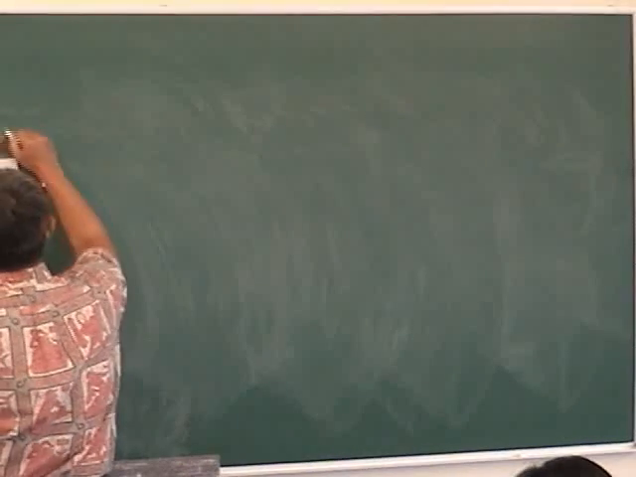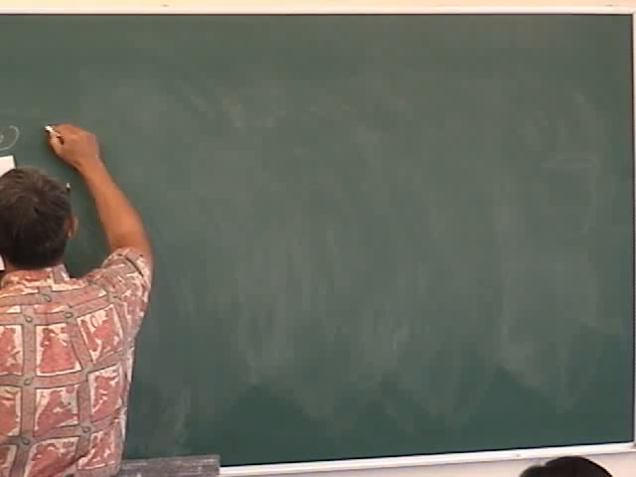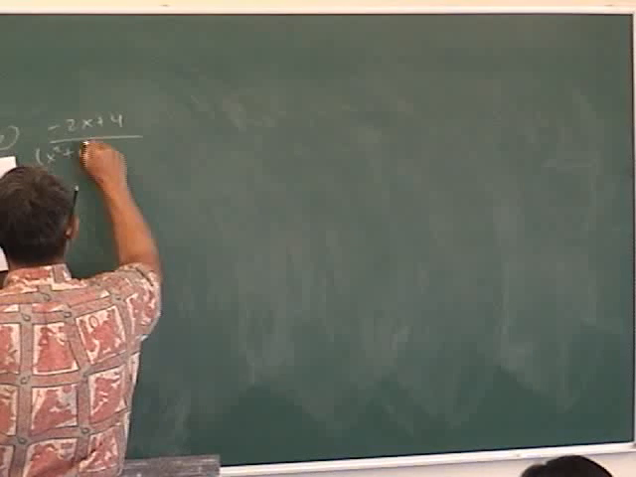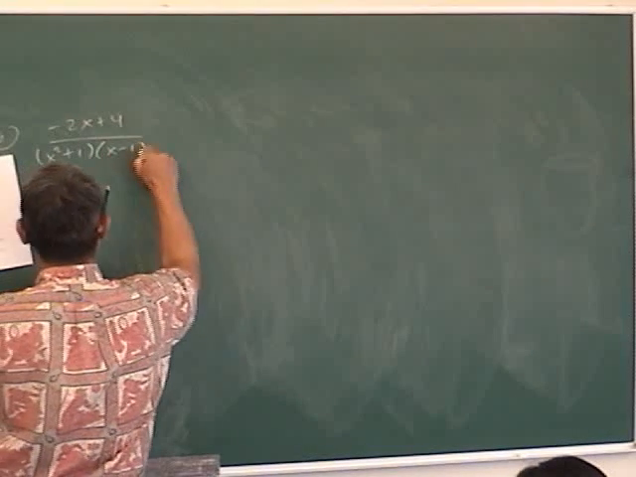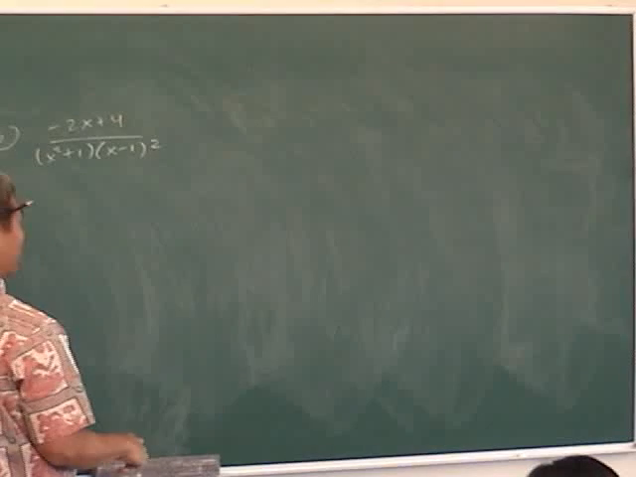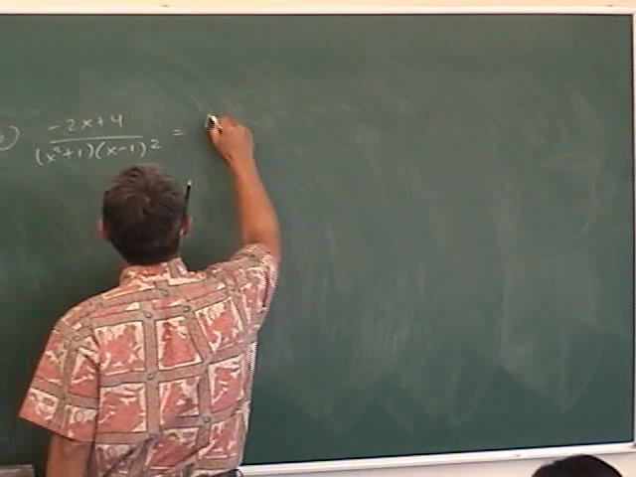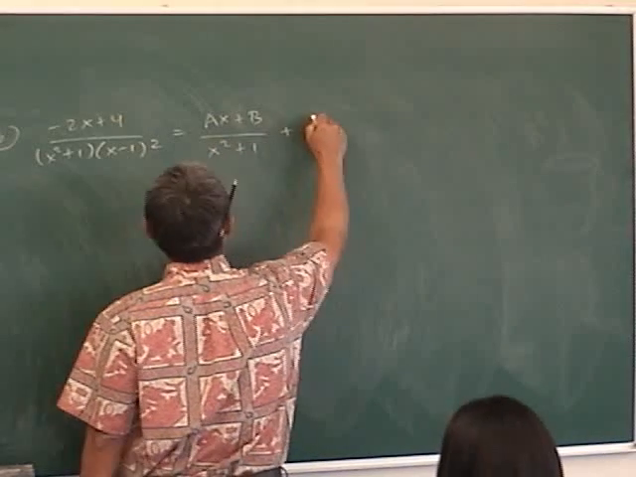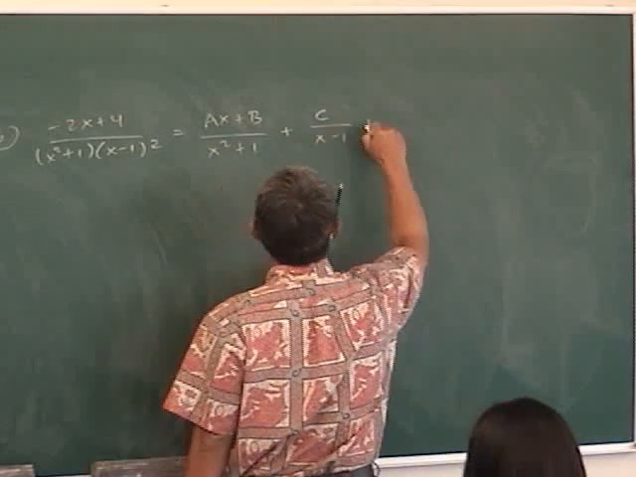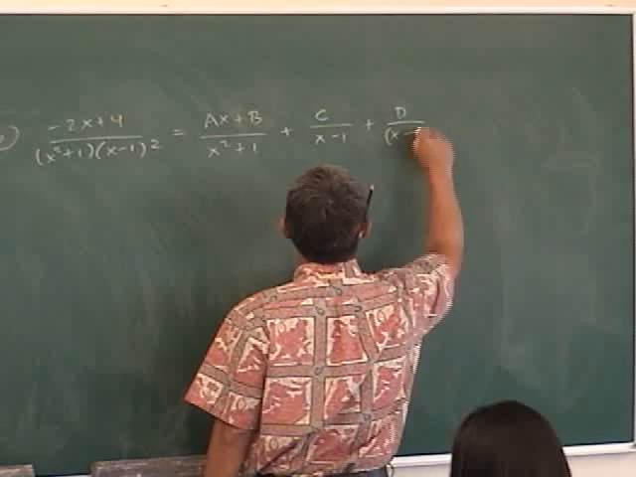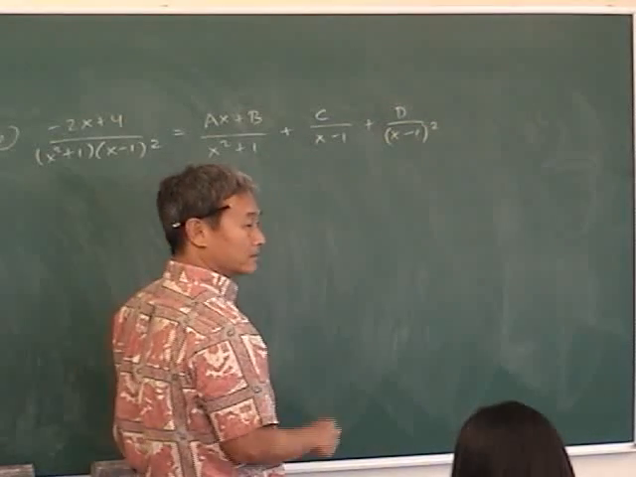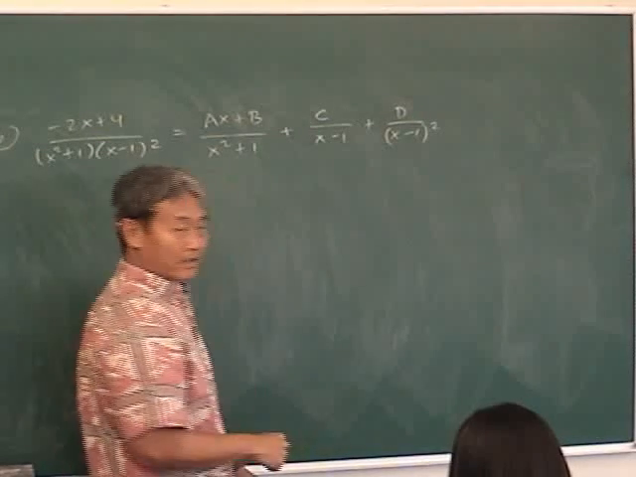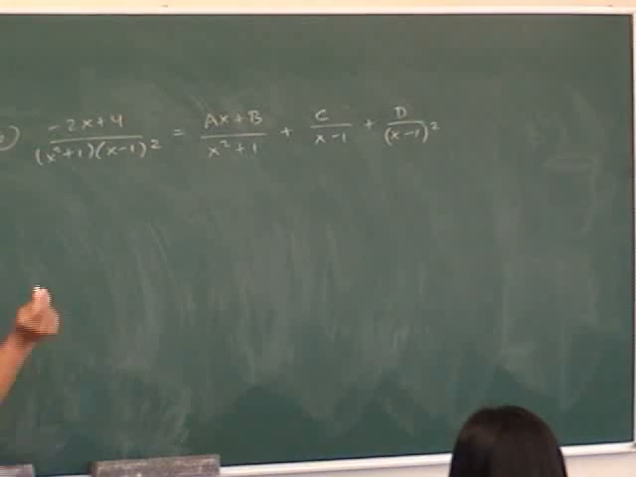Okay. Number 6. This one looks like you have to find 4 letters. Negative 2x plus 4 all over x squared. Like I said, the most number of letters you're going to have to find is 4, which is this problem right here. So did we set it up correctly? Ax plus b over x squared plus 1 plus c over x minus 1 plus d over x minus 1 squared. Okay, because if you don't set it up correctly, the fatal error, this is minus 8.